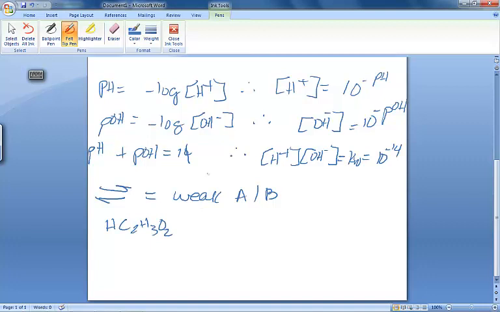HC2H3O2, which is acetic acid. And that dissociates to form H plus and your acetate ion. You may have seen the acetate ion also written as such. Either one will work.